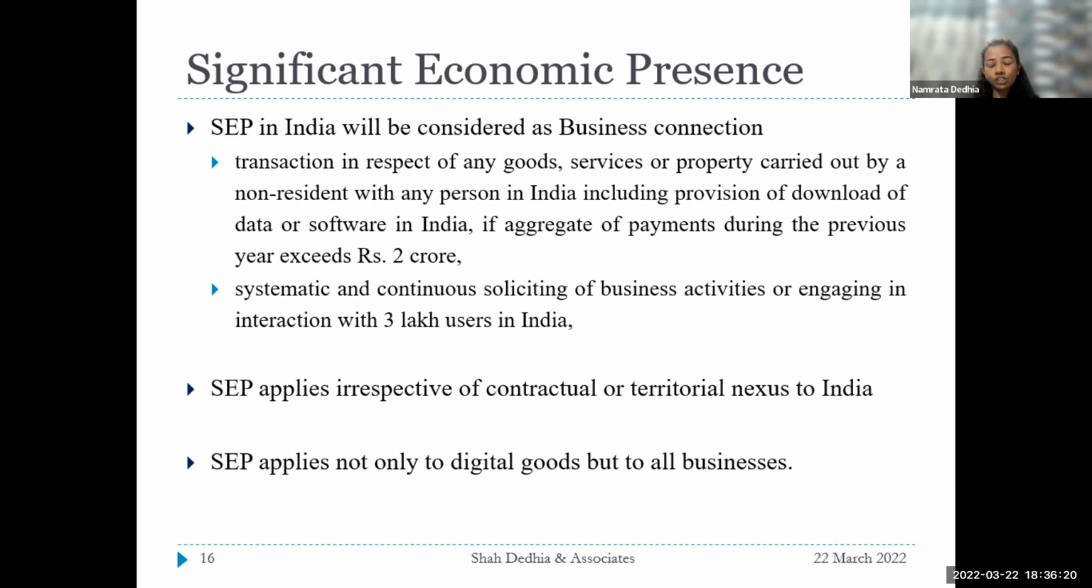SEP, the definition clarifies that it applies irrespective of whether there is a contractual or territorial nexus in India, which means whether or not that person is resident of India, like I mentioned earlier, whether or not there is a contract with customers in India. If the definition of SEP is satisfied, it becomes a business connection.